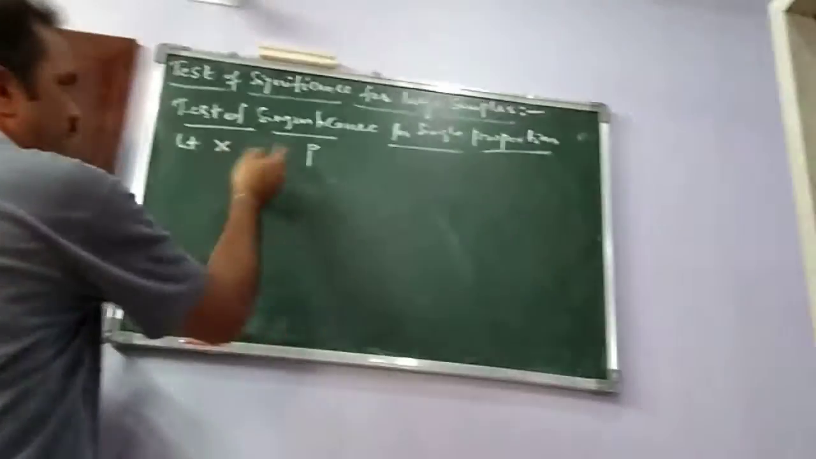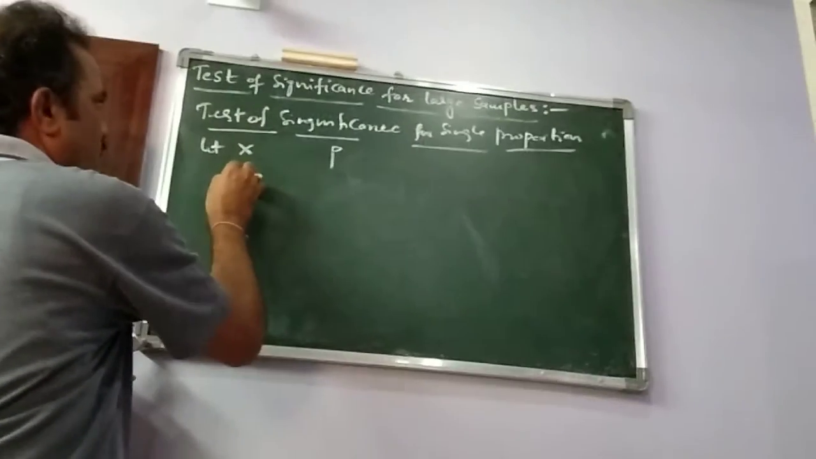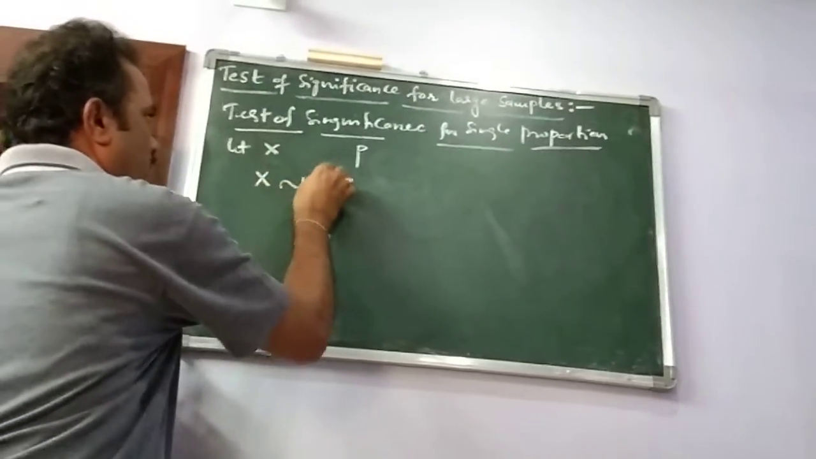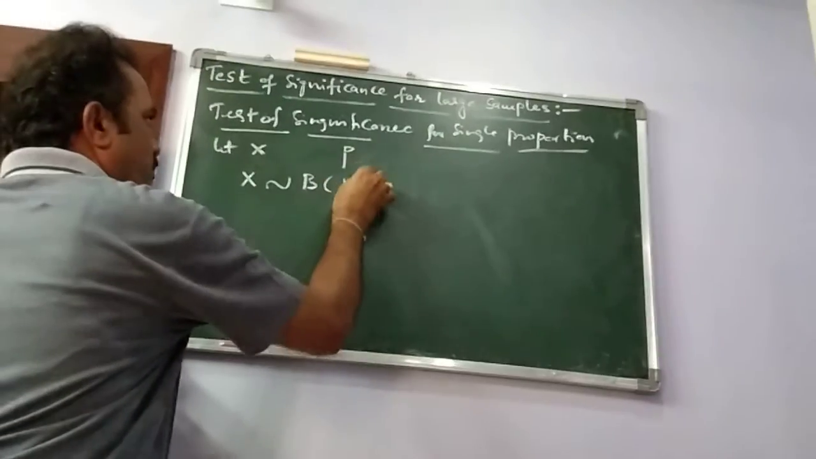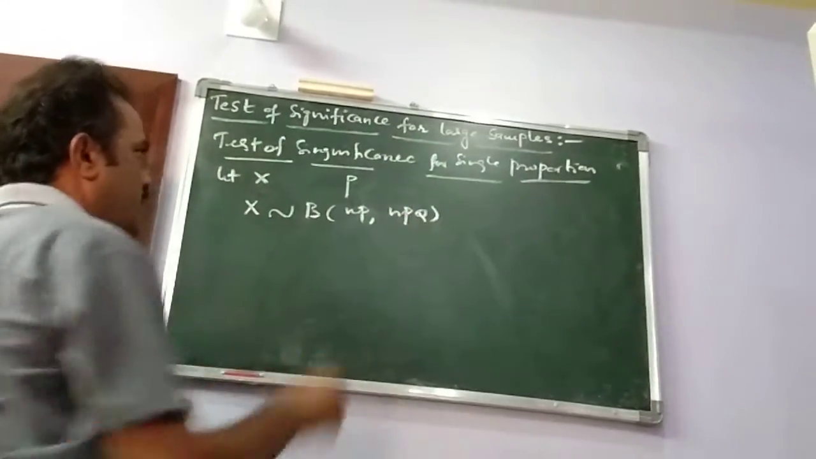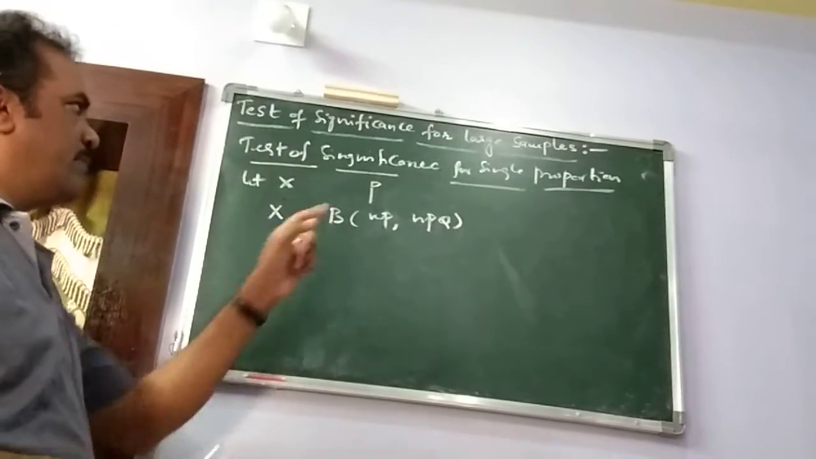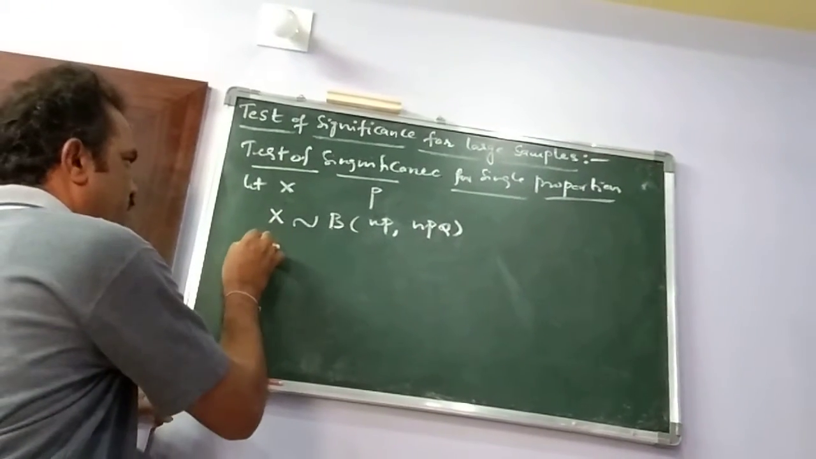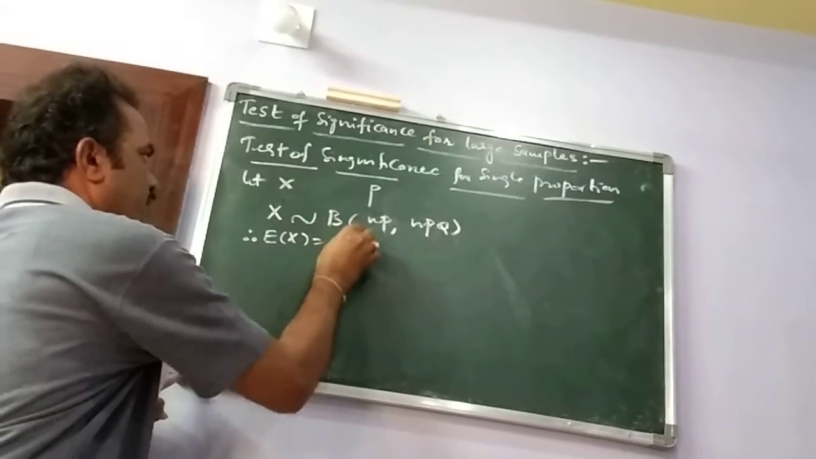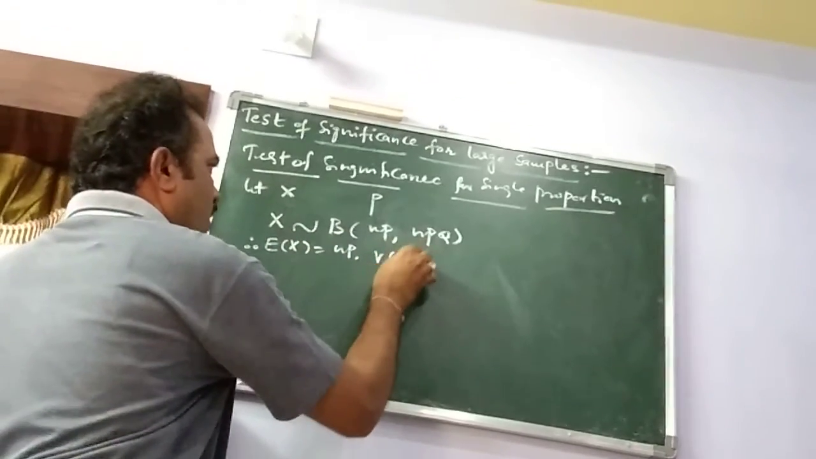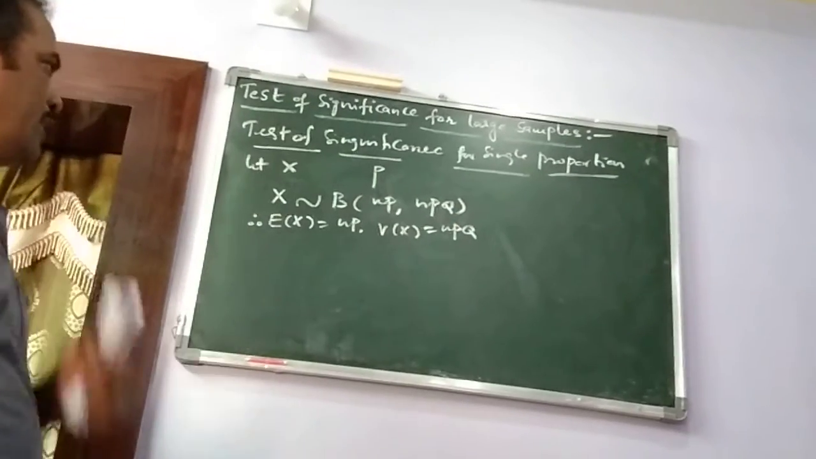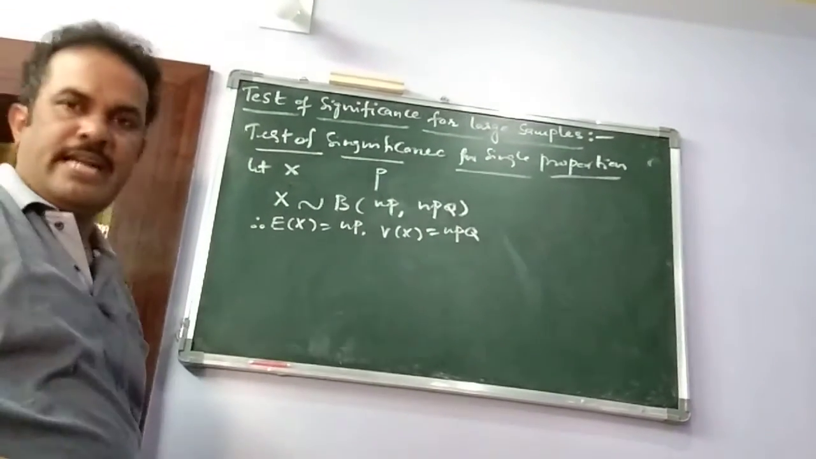If this information follows the binomial distribution, that means X follows a binomial distribution with mean NP and variance NPQ. Therefore, the expectation of X is equal to NP and the variance of X is equal to NPQ. Okay, now let us write the test statistic formula.